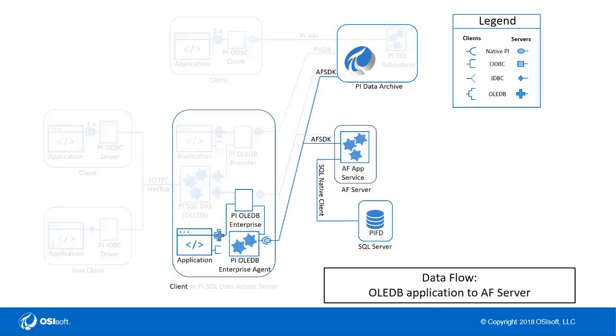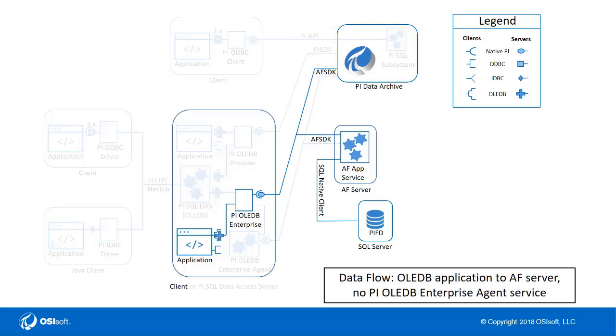An OLEDB application to the AF server would use PI OLEDB Enterprise going through the PI OLEDB Enterprise Agent Service to talk to the AF server and the PI Data Archive. You can optionally turn off the PI OLEDB Enterprise Agent Service if you would like to, and if your application allows it, and your data flow looks like this.